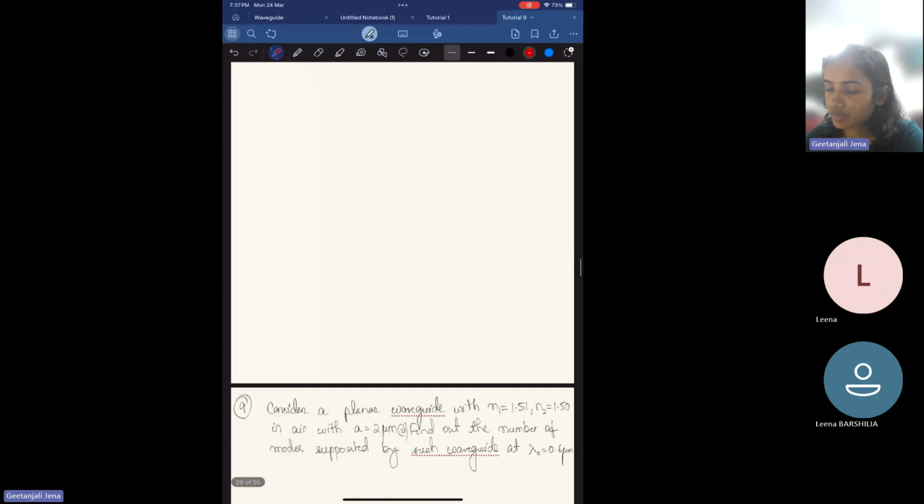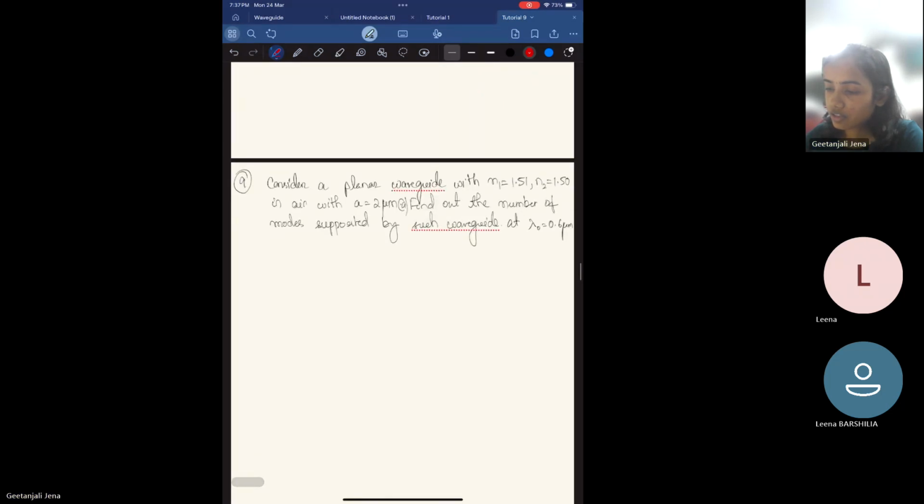Let us see question number 9. Okay, so let me give you this to solve. This one is based on our previous concept. If you recall the condition for finding the number of modes for a planar waveguide, then you can find the answer for this.